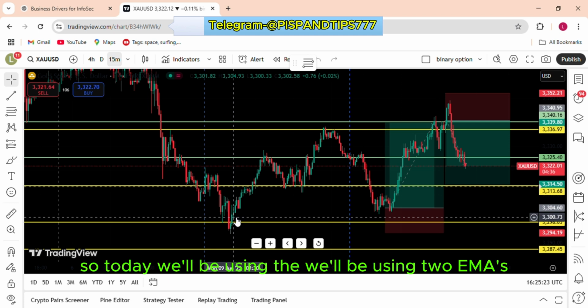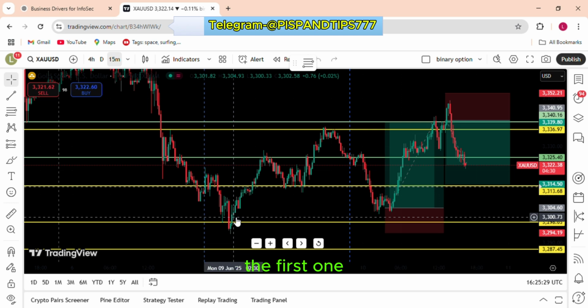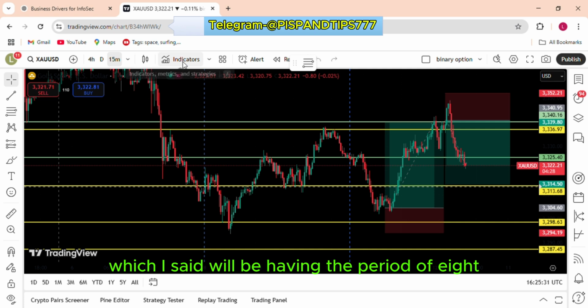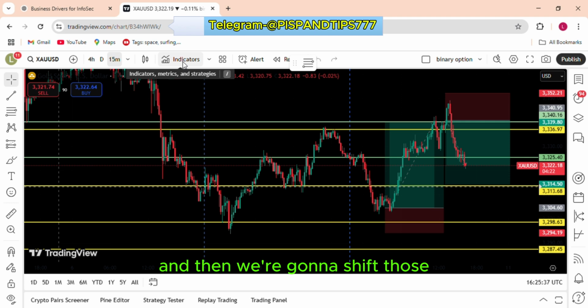Today we'll be using two EMAs. The first one, which I said will have a period of 8, and then I'm going to shift that indicator to have a shift of 10. So let's get right to that.